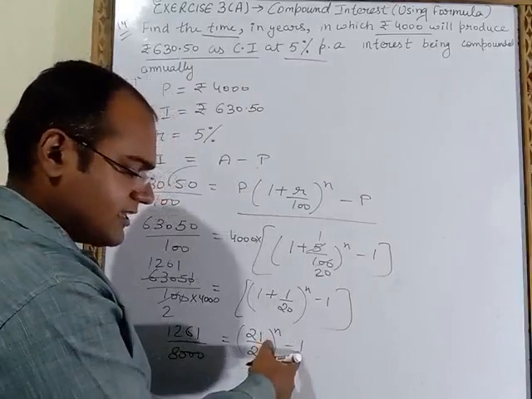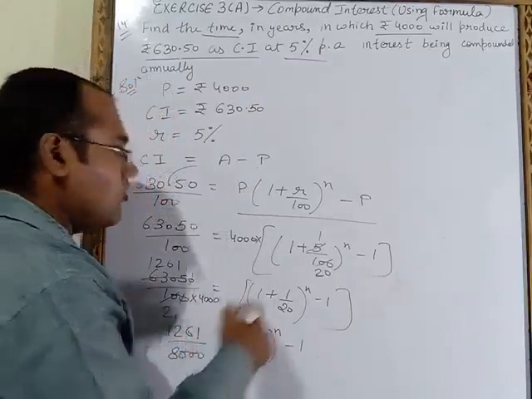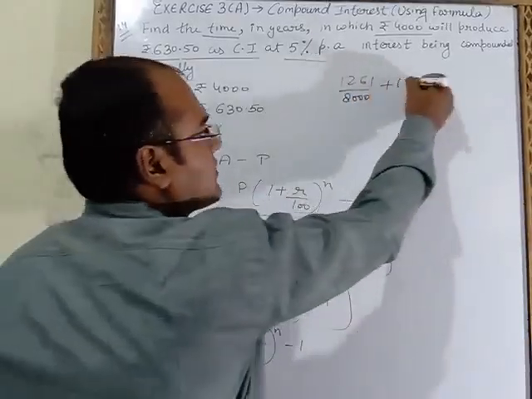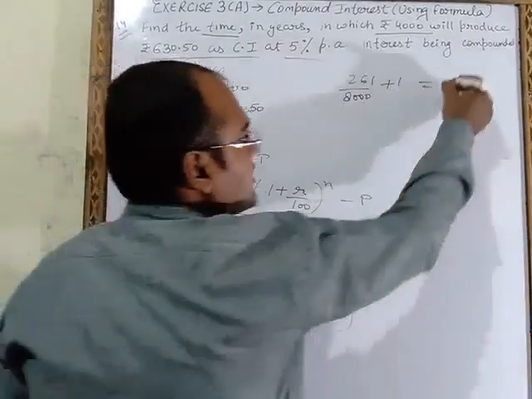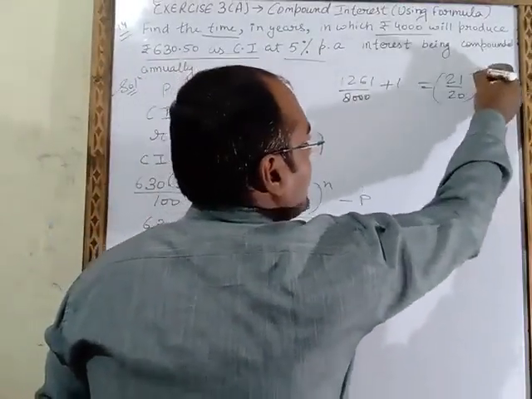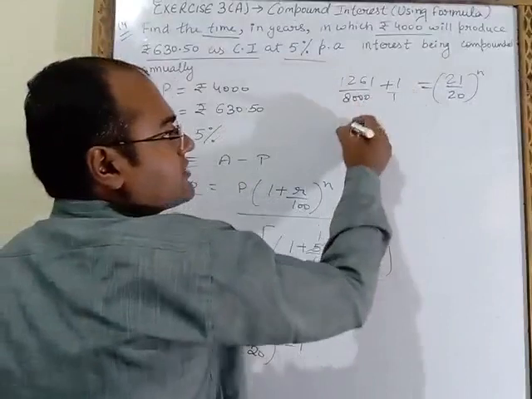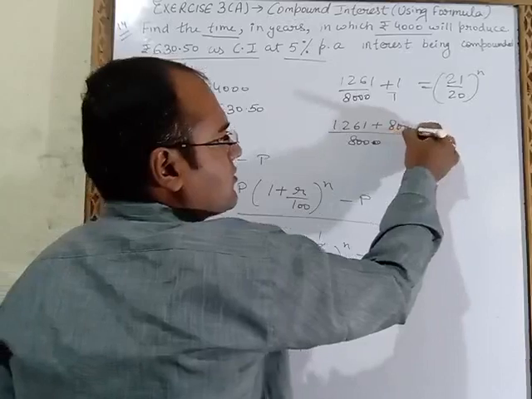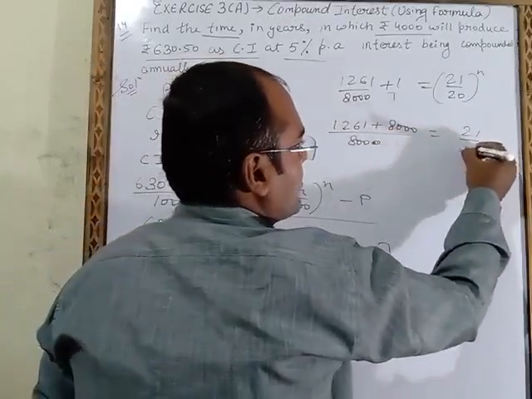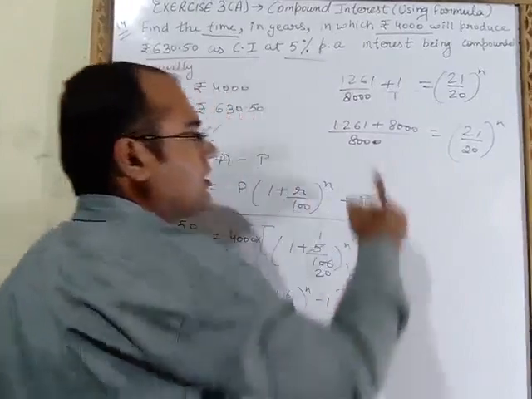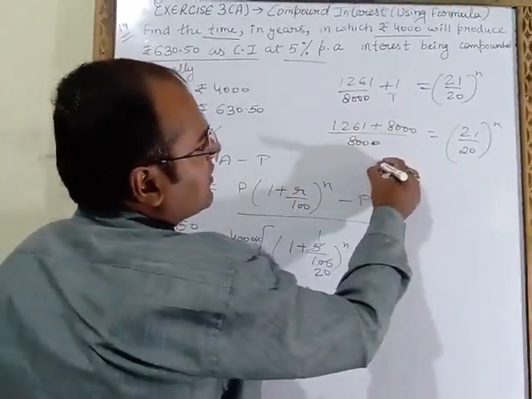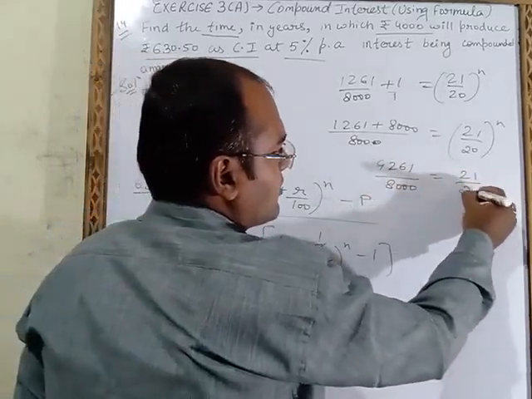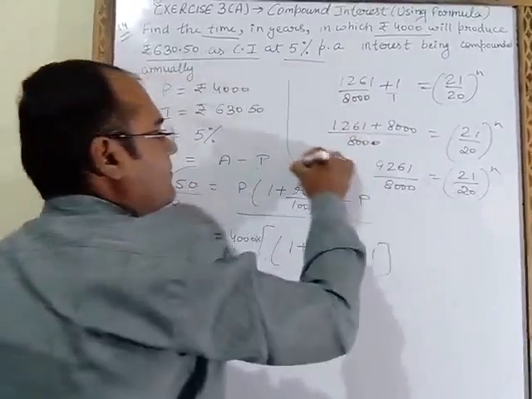Now this minus 1 we will bring on the left hand side. So 1261 upon 8000, this minus 1 will become plus 1, and on the right hand side 21 upon 20 power n. Now we will add these two. 8000, 1261 plus 8000 is equal to 21 upon 20 power n. Now upon adding it we will get 9261 upon 8000 is equal to 21 upon 20 whole power n.